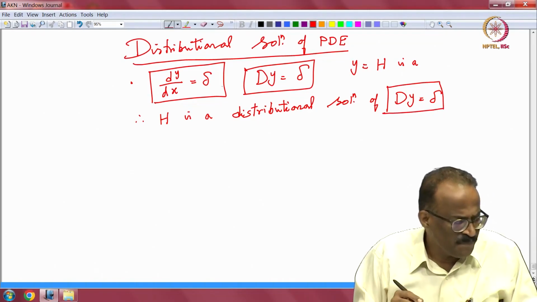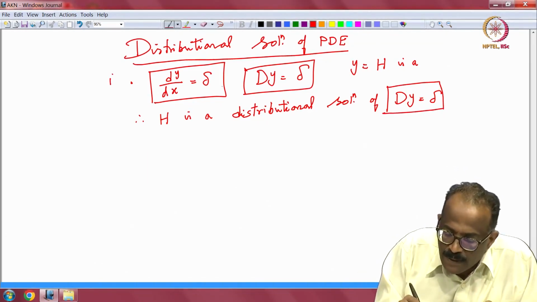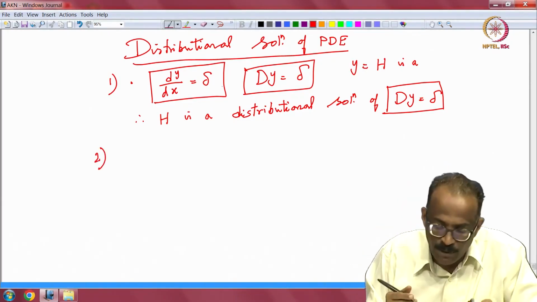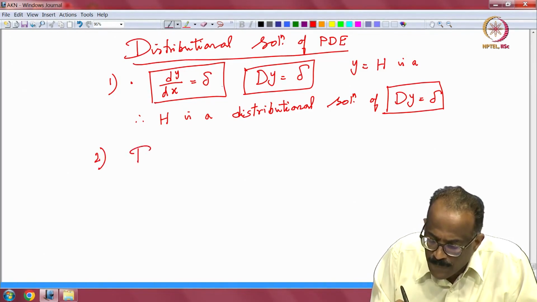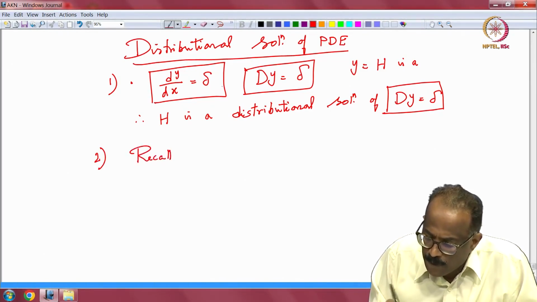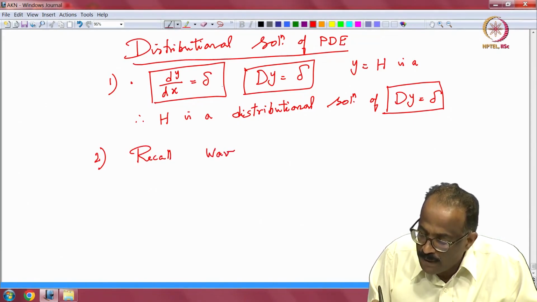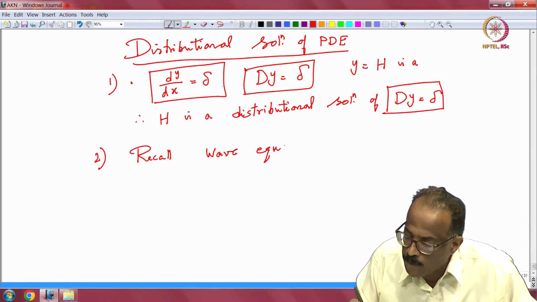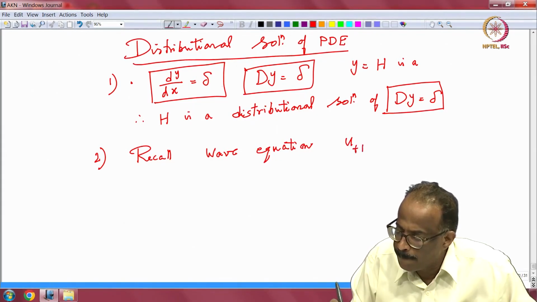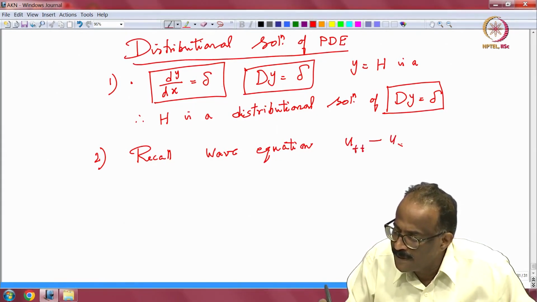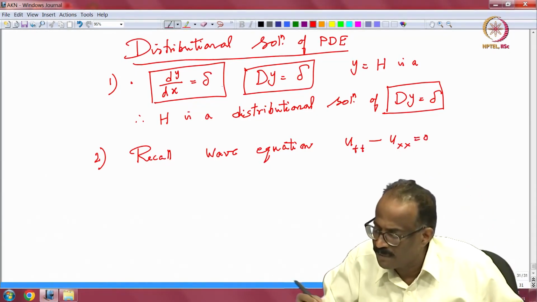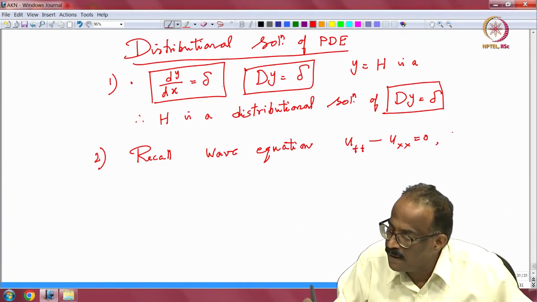So, now this is the starting example. Let us look at it, things may not be easy all the time. Let us recall the wave equation. I want to look at everything in the sense of distributions there. Wave equation: u_tt minus u_xx equal to 0. This is in R cross R or whatever it is.